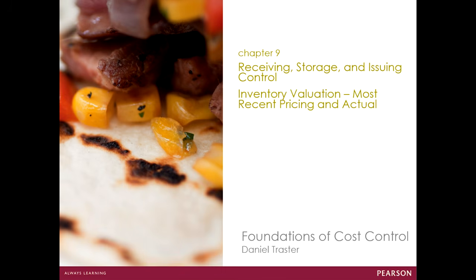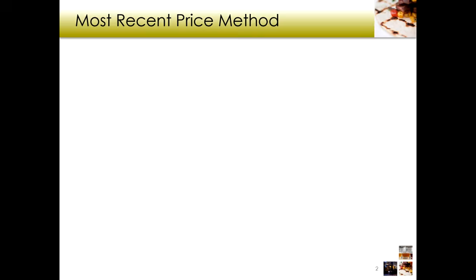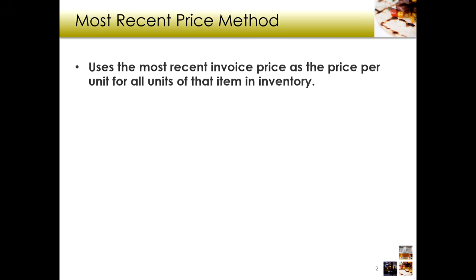Okay, so this is our final method of inventory valuation. We call this the most recent pricing or last purchase price, and I'm just going to touch on the actual pricing, and we'll do an example of all of the methods at the end here. So the most recent pricing method uses the most recent invoice price as the price per unit for all units of that item in the inventory. What that means is the last price you paid, you're going to apply to all the pounds of flour that are in your inventory.